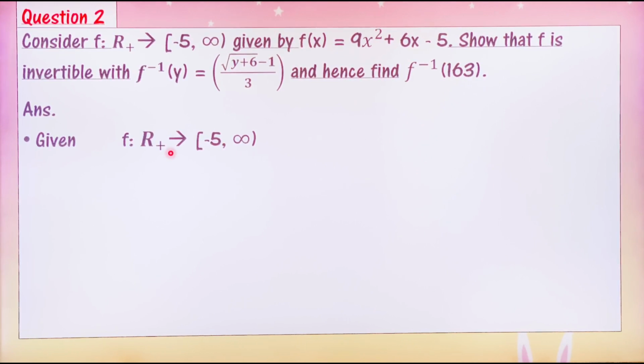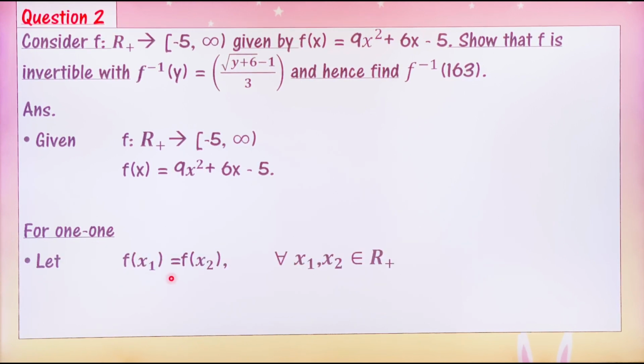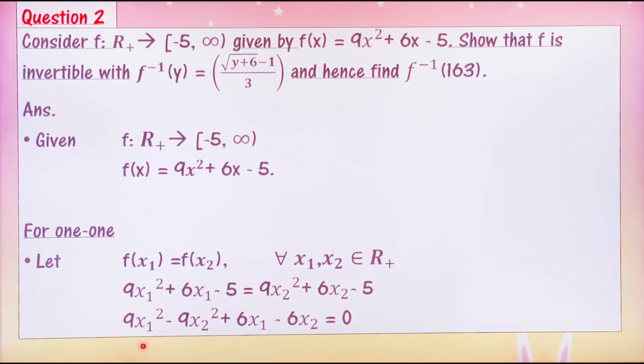Let's check one-one. Let us assume that f(x1) is equal to f(x2) for every x1, x2 element of R⁺. 9x1² + 6x1 − 5 is equal to 9x2² + 6x2 − 5. Now we get 9x1² − 9x2² + 6x1 − 6x2 equals 0.